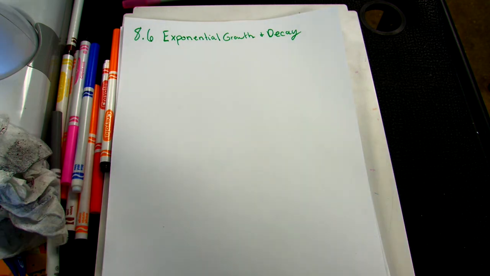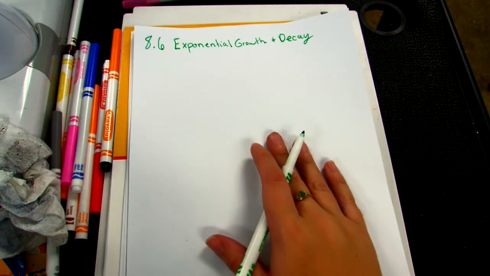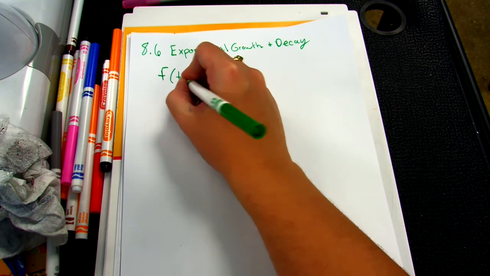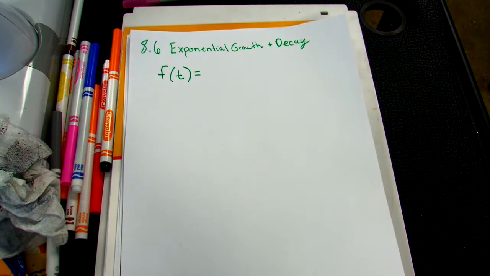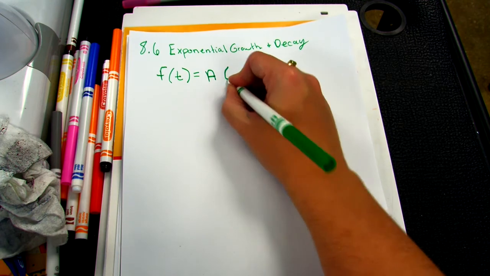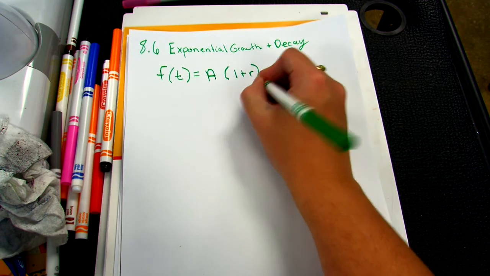Exponential growth and decay. Exponential growth or exponential decay is what happens when our data increases or decreases exponentially. The exponential function for exponential growth or decay looks like this: f of t, where we use t instead of x because we're talking about a period of time, where t stands for time. So f of t is equal to a times 1 plus r to the t power.